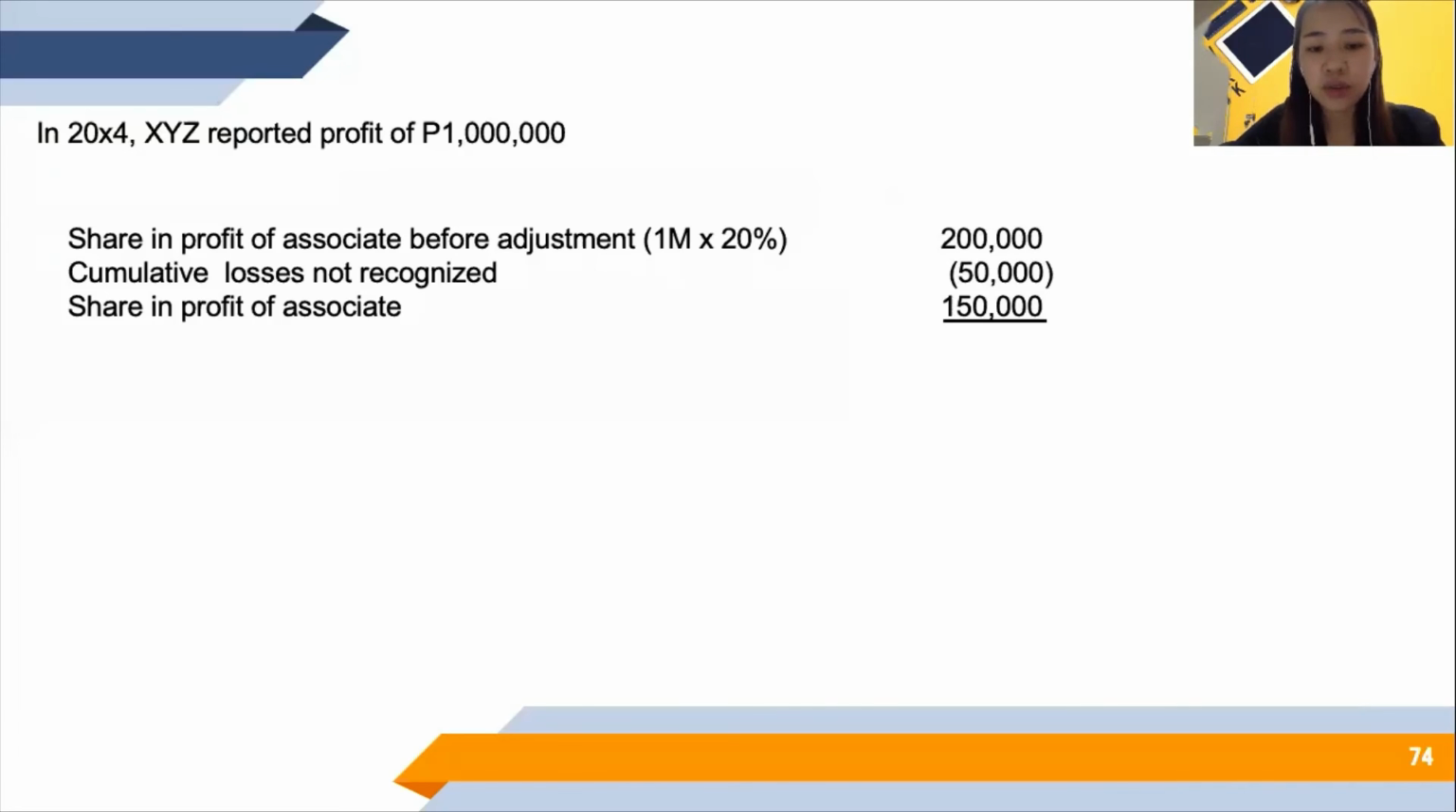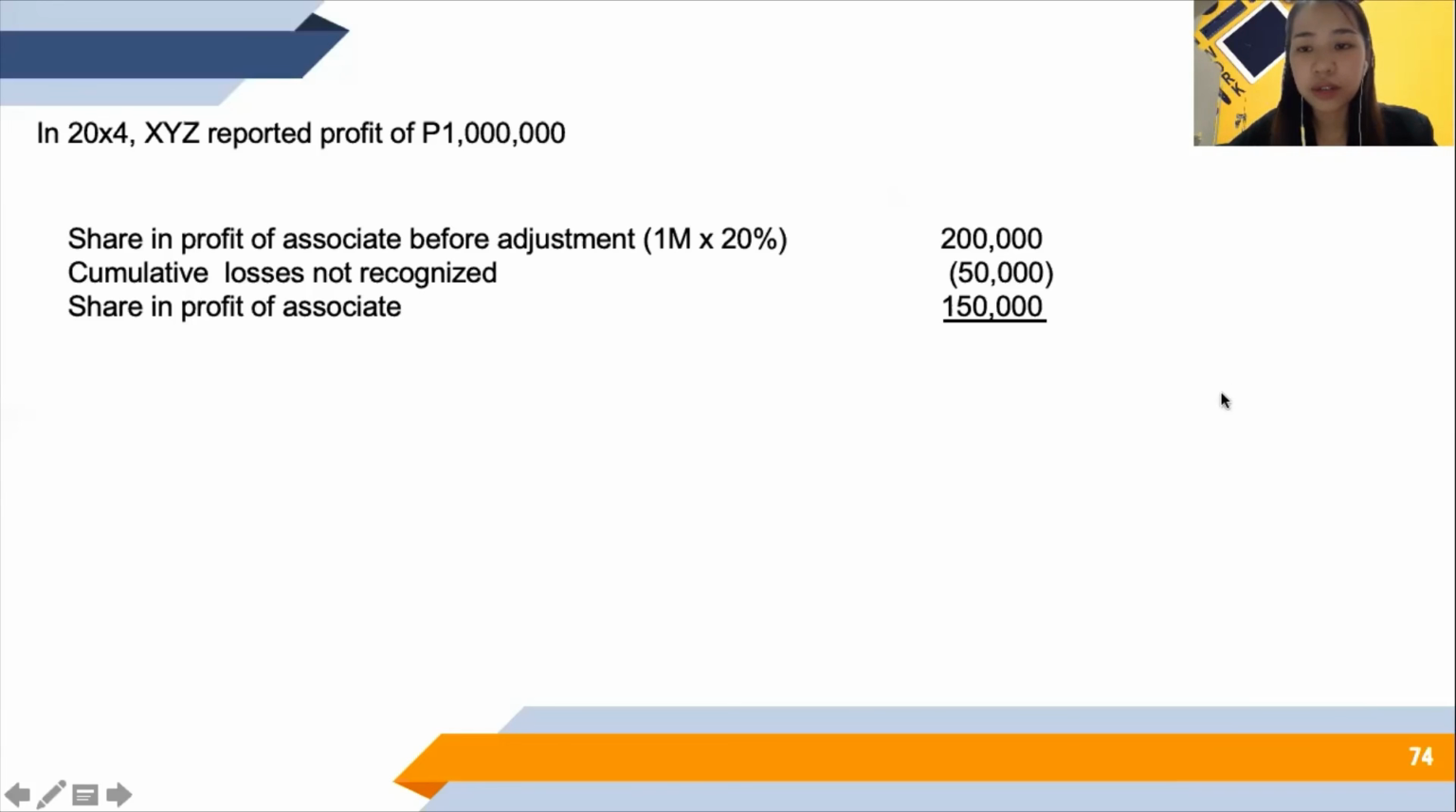And since yung share of profit na 200 is nag-exceed na siya doon sa cumulative share of losses na recognize natin na 50,000, thus yung investor will now recognize the profit.